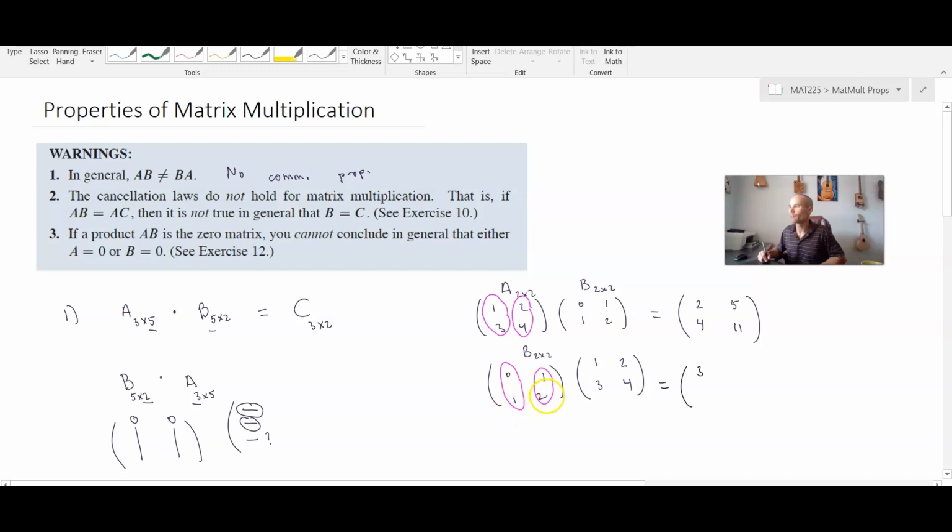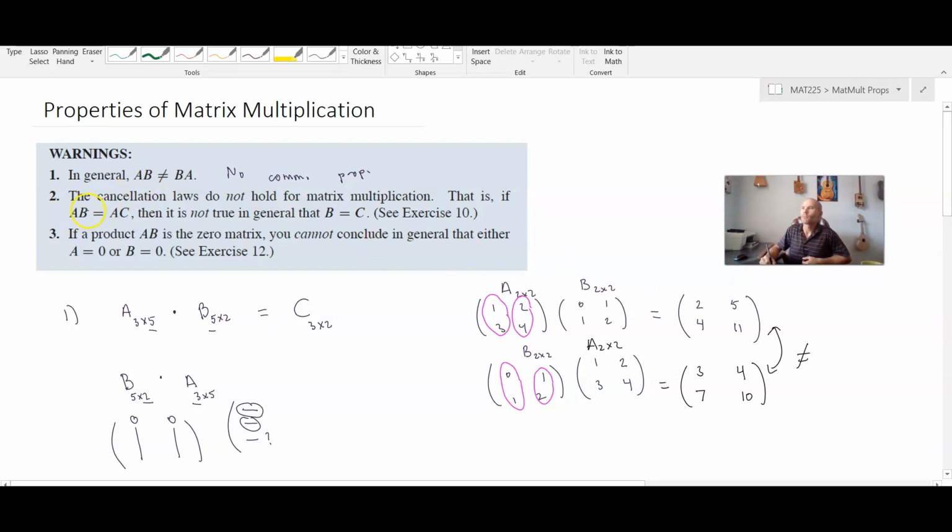1 times 1 plus 2 times 3 is 7. 2 times 0 plus 4 times 1 is 4. 2 times 1 plus 4 times 2 is 10. And these are not equal. So even when it is possible to reverse the order of multiplication by virtue of dimension, it does not necessarily mean we're going to get the same matrix. Now there are some exceptions to this. You can find matrices that will do this, but in general it's not true. So we cannot just take a gamble.